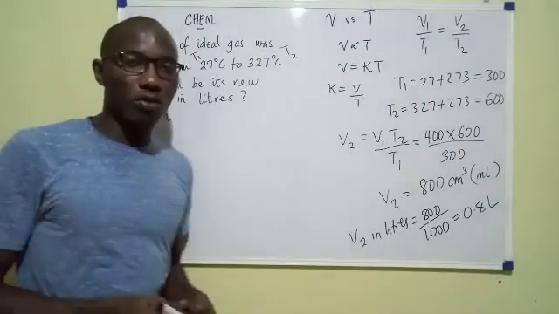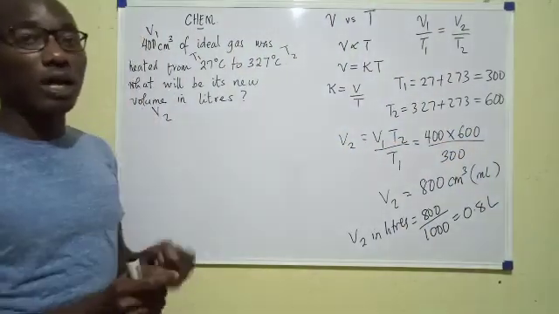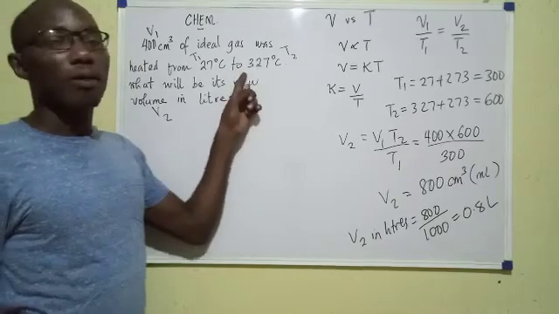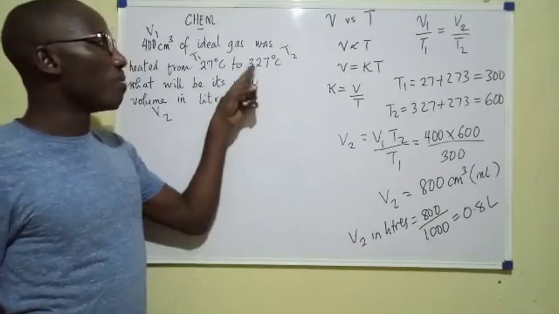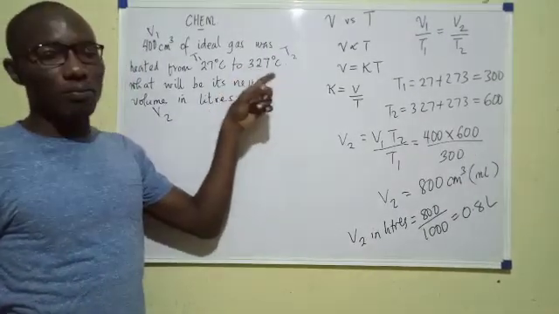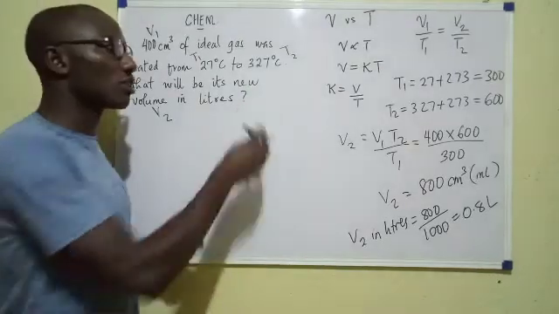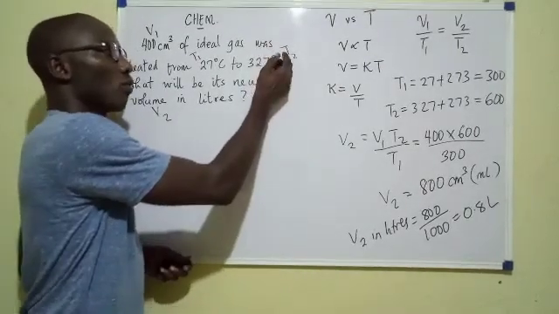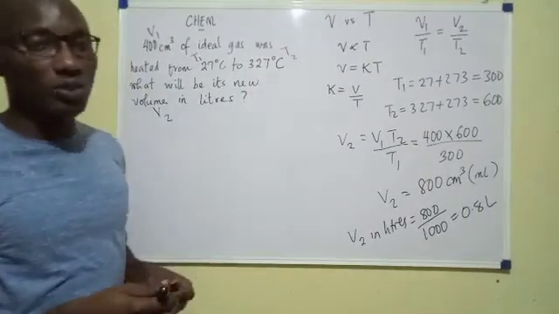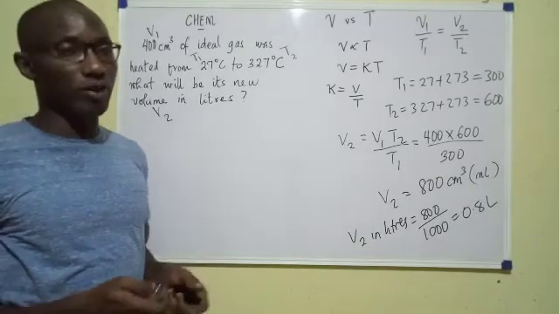Now, the most difficult part of questions on Charles' law is here. Your ability to remember to convert your temperatures from Celsius to what? To Kelvin. Once you're able to do that, you will not have any issues, hopefully.